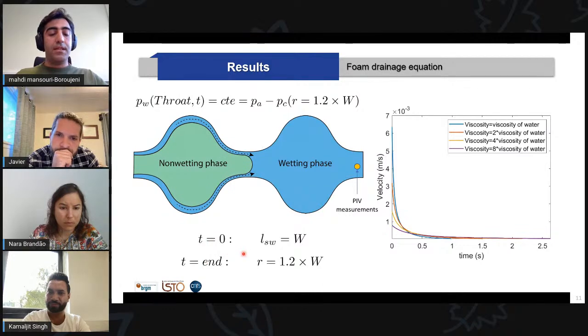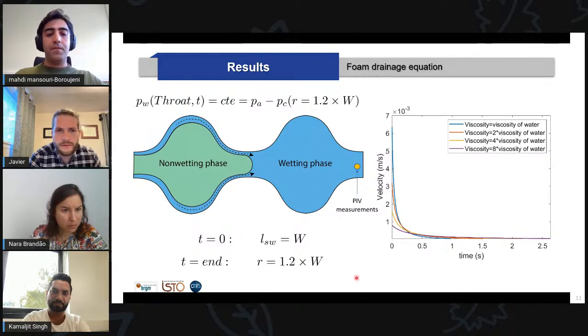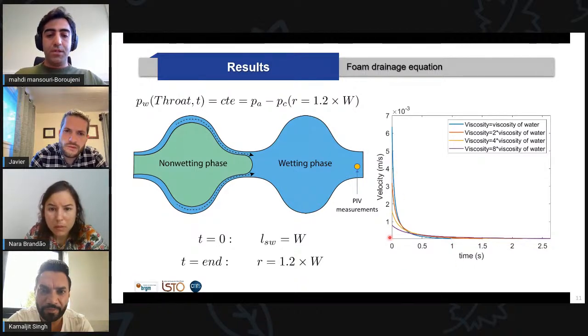At time zero, the wetting phase has wetted all the corners, all the surface area of the channel. And at the end, according to the literature, the radius of the wetting phase at the corners will be 1.2 times the width of the capillary. Then we have the velocity through the corners versus time. We can see at the beginning we have an initial velocity which decreases with time, until we have basically no flow. And by increasing the viscosity, we reduce the initial velocity, but the flow will be more continuous.